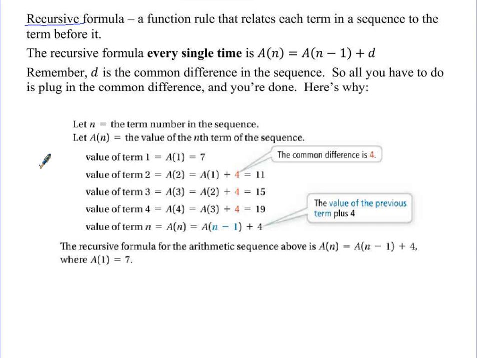So a recursive formula is just a function rule, which we know what those are. They're basically equations that relate each term in a sequence to the term before it. So what do I have to do to get the next term each time? Basically is what you're asking yourself. And when you do that, then you write down your recursive formula. The recursive formula every single time is this guy right here. All you have to do is figure out what D is. D is the common difference.